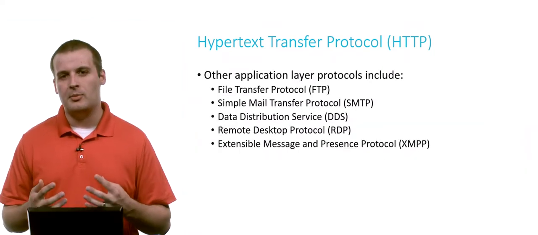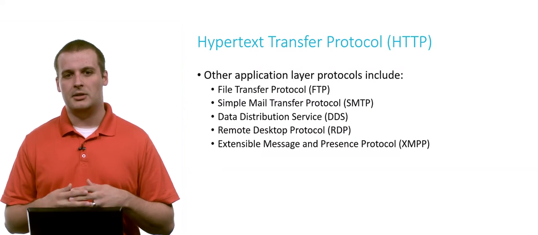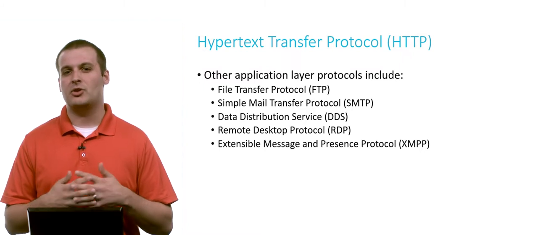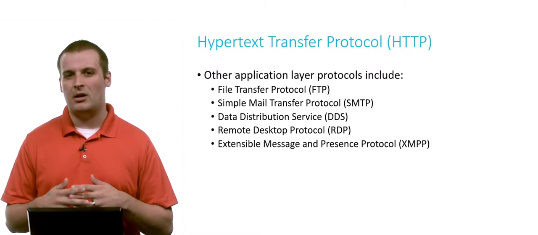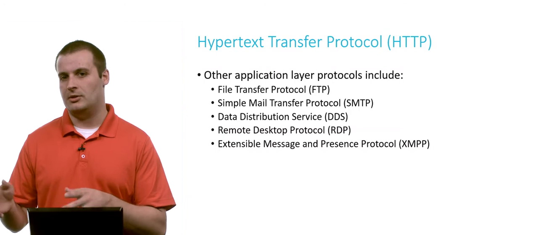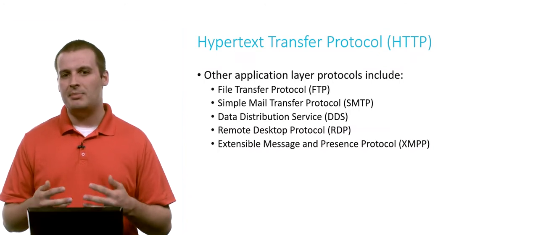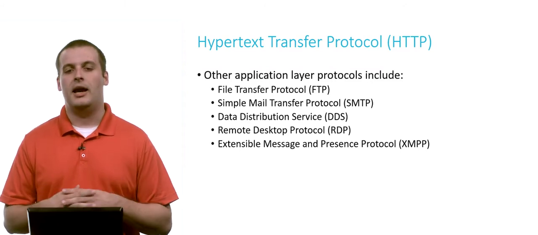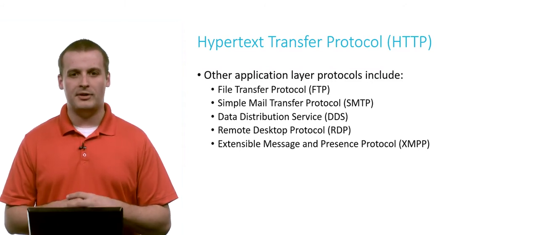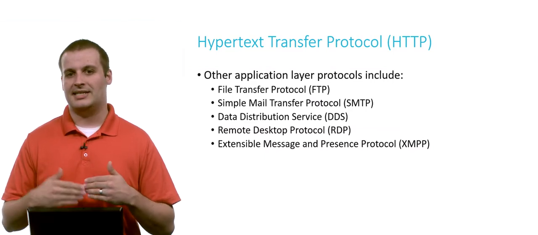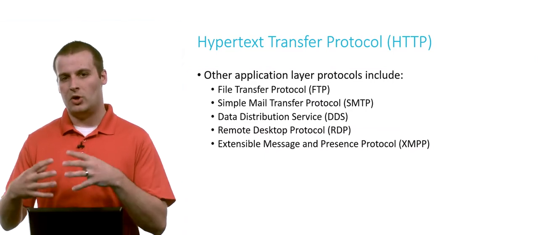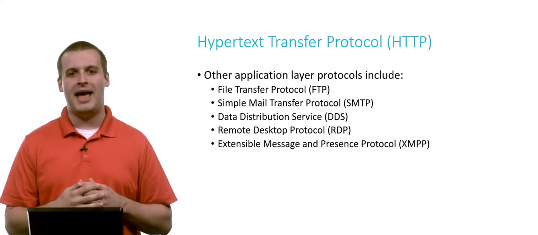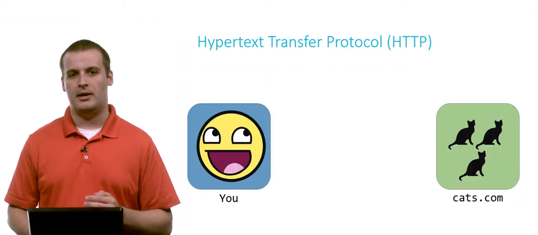There are other application layer protocols that we're not going to talk about in videos, but these include things like the file transfer protocol, simple mail transfer protocol for sending emails, the data distribution service, remote desktop protocol, RDP, which is used if you want to remotely access your computer from another computer, and XMPP, which is frequently known as Jabber or Chat. So this is the protocol for using chat services. And there are many, many others. Every time you're using a service, the service is expecting requests to be received in a very particular format and is required to return information back in a very particular format as well.